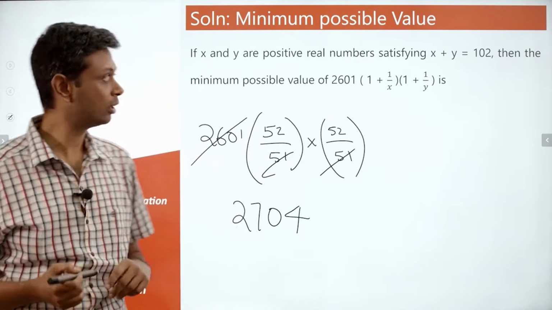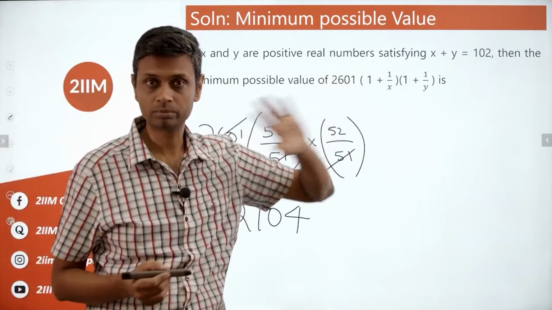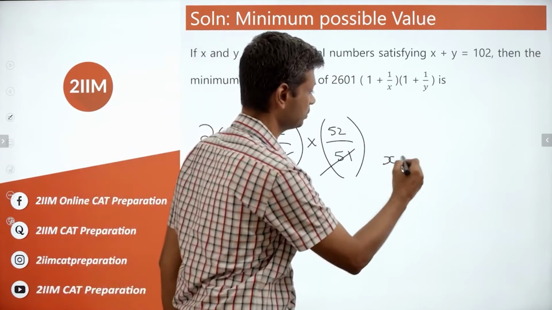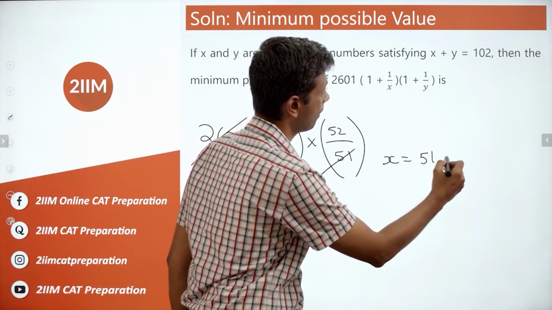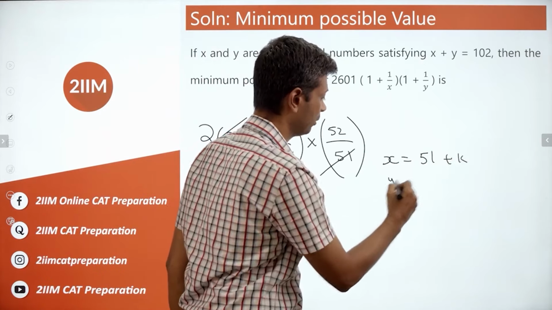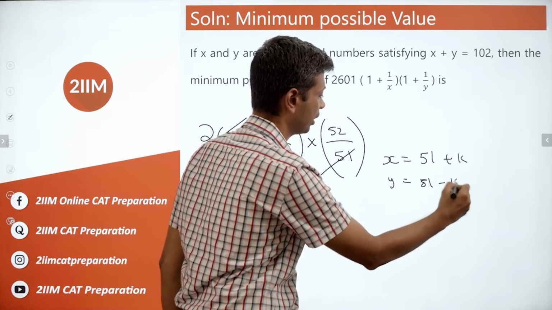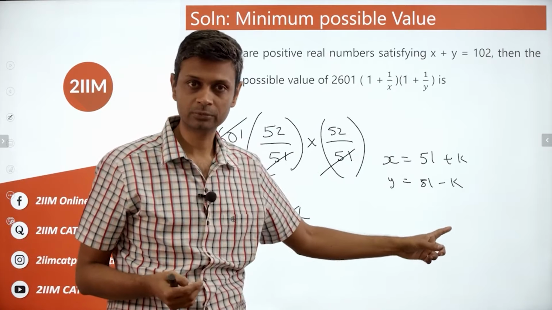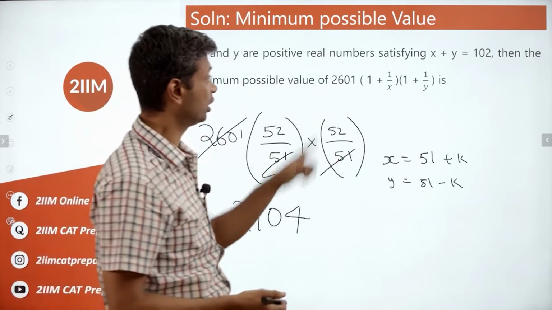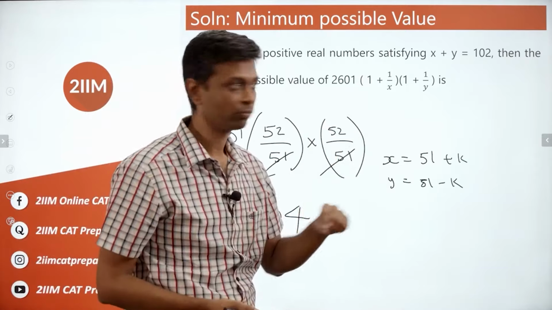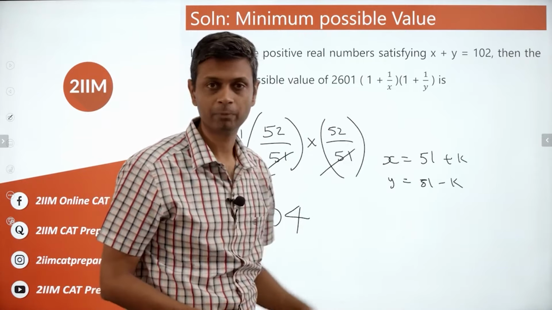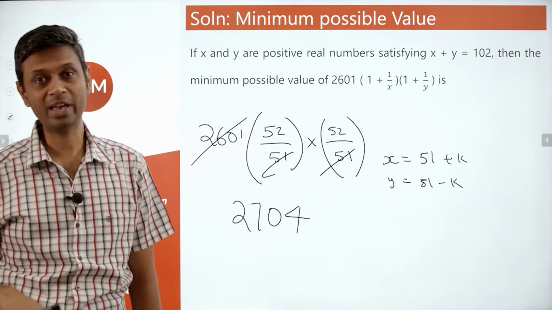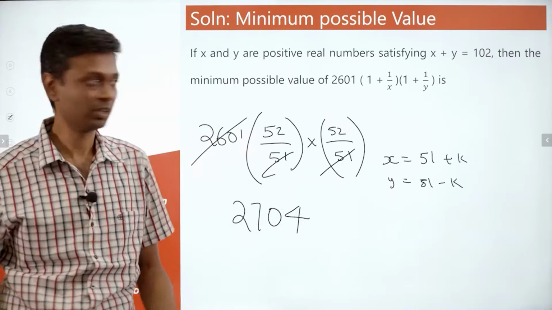The other way of doing this, x plus y is 102. I'm going to anchor around the midpoint. So I'm going to say x is 51 plus k, y is 51 minus k. So we've incorporated that constraint with a single variable. So you can say 2601 into 1 plus 1 by 51 plus k into 1 plus 1 by 51 minus k, and simplify. You'll get an expression in terms of k. You have a look at it, you'll be able to find where it goes to maximum, where it goes to minimum, and then you're good to go.